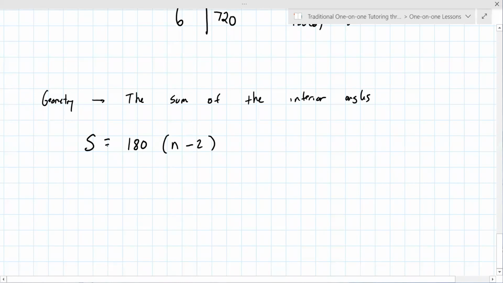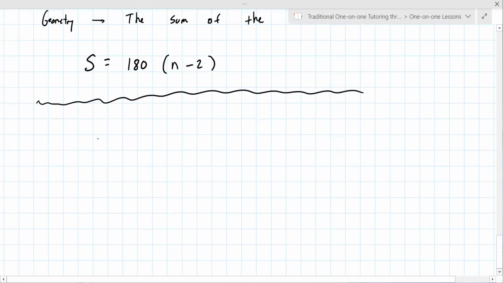Briefly here, do you know what a seven-sided polygon is? Do you know the name of that one?